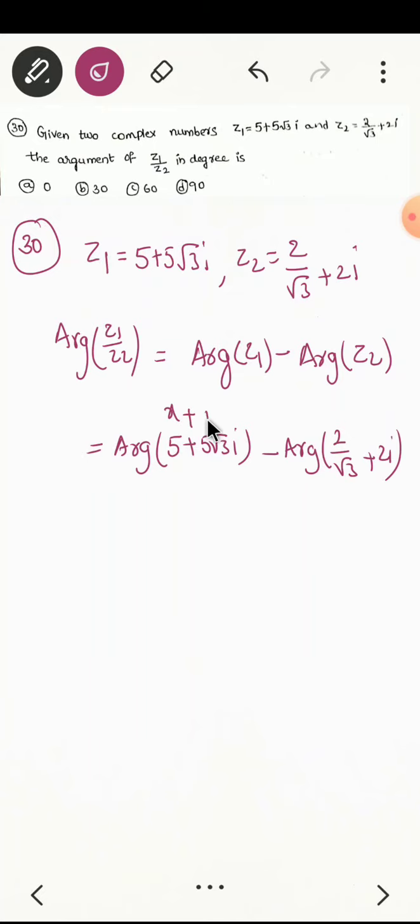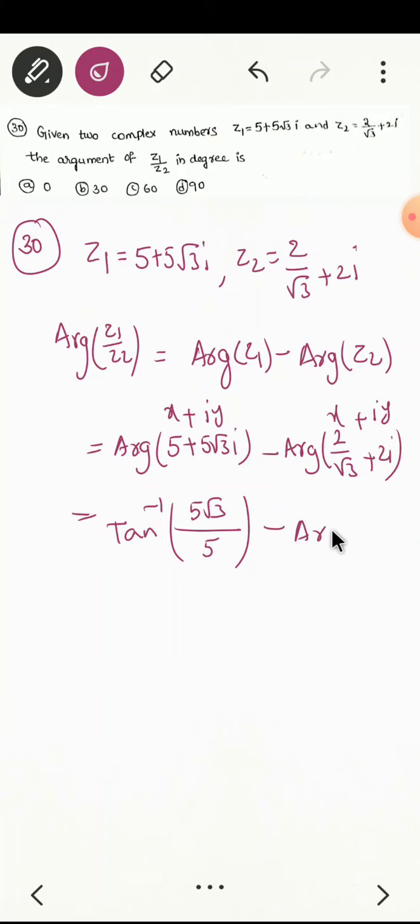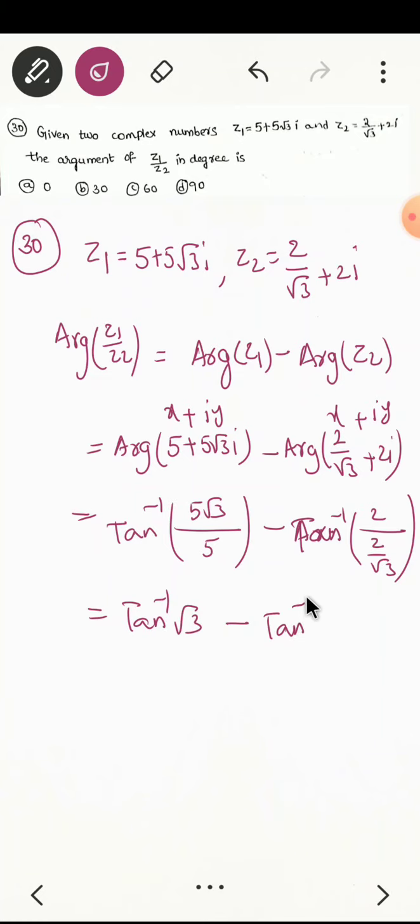Compare with x plus iy. Now this can be written as tan inverse of y by x. Y is 5 root 3, x is 5, so tan inverse of root 3. Here, what can I write? Y is 2, x is 2 by root 3, so this is also tan inverse of root 3. Tan inverse of root 3 minus tan inverse of root 3 is 0. Option A is correct.